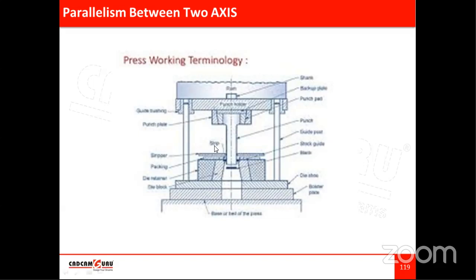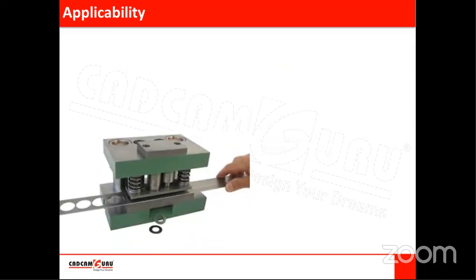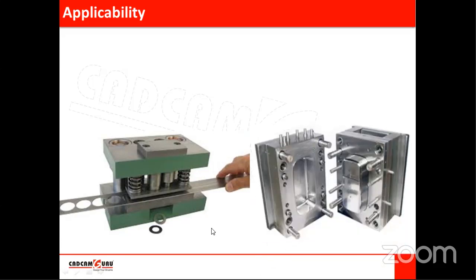So this is actually a case for the parallelism between axes. The same we have discussed right now. See here, you can see this is the punch and die. They are creating washers. There are two operations. You can see this workpiece sheet. Here alignment is important, and they are punching and creating washers.